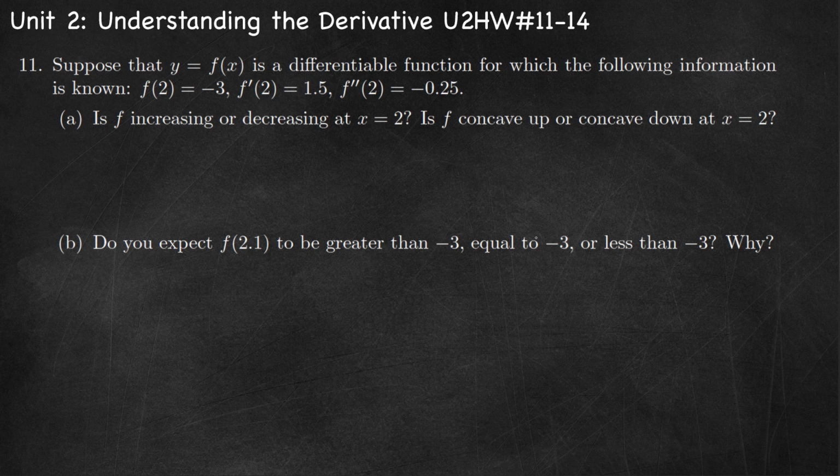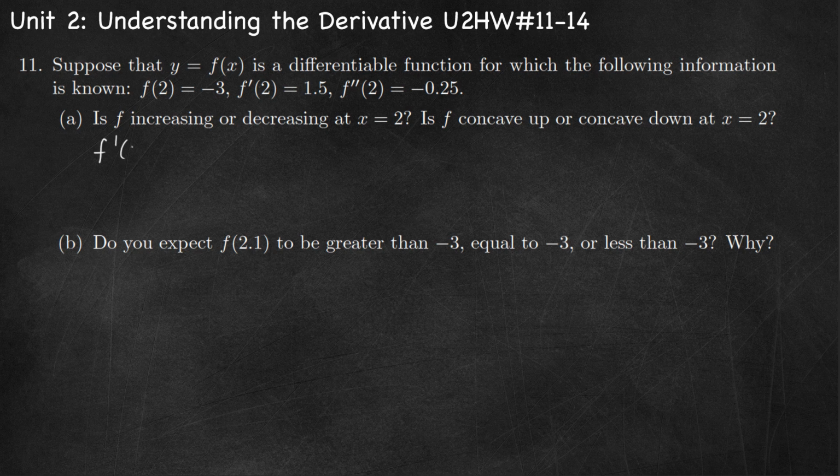For number 11, suppose that y equals f of x is a differentiable function for which the following information is known. We know f of 2 equals negative 3, f prime of 2 equals 1.5, and f double prime of 2 equals negative 0.25. Is f increasing or decreasing at x equals 2?